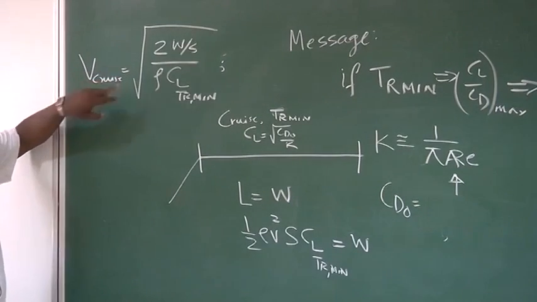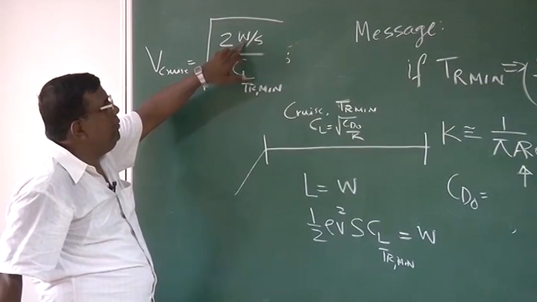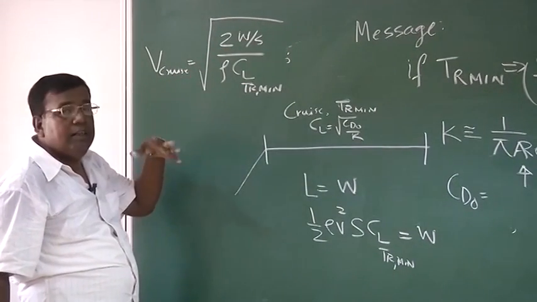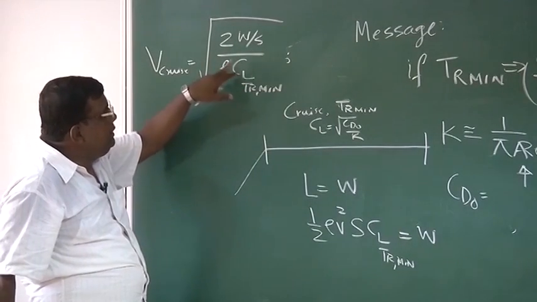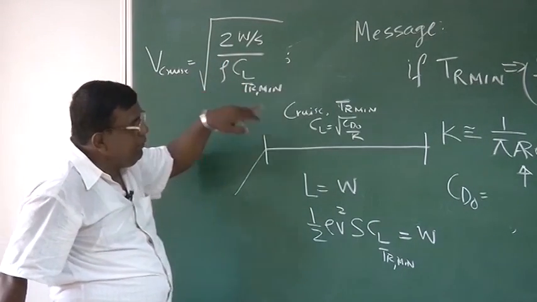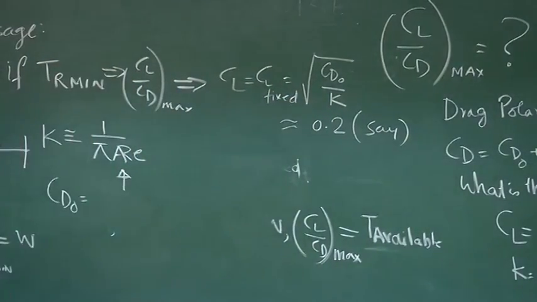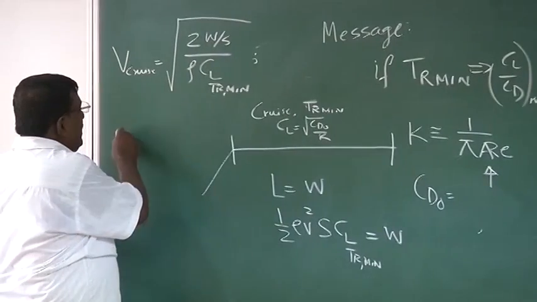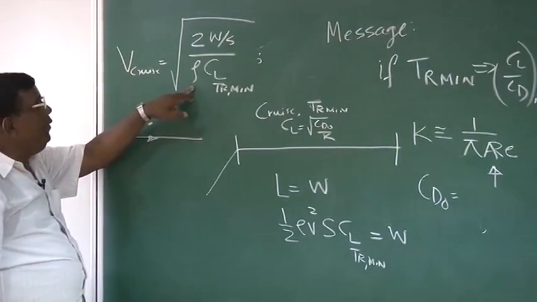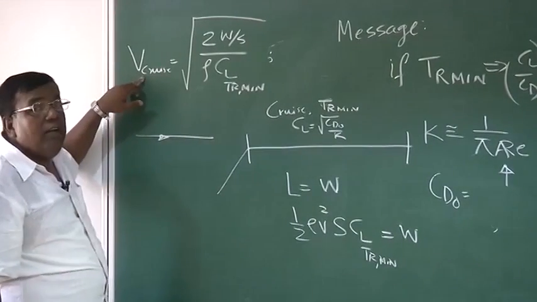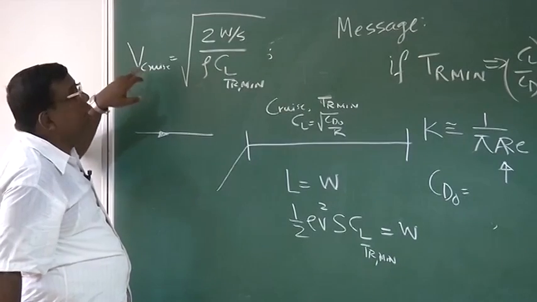Let us see here. W is fixed, if I'm assuming that there is not much difference in the weight because of fuel consumption. S is fixed. CL for thrust required minimum is fixed because it is governed by CD naught by K, which are fixed. So for a given altitude, for a given value of rho, there is again a fixed value of V cruise. So the pilot will be flying around that value.